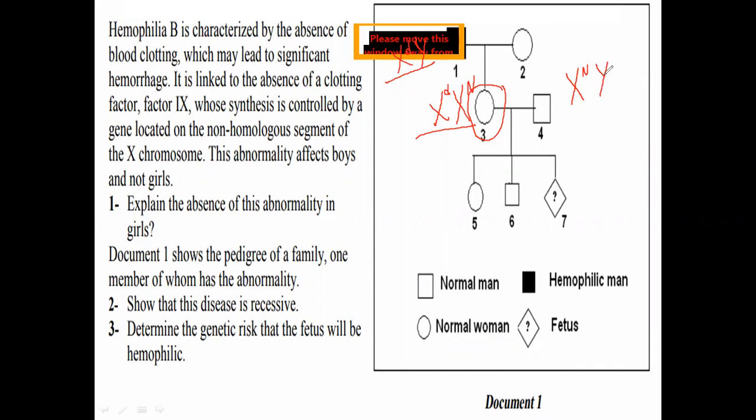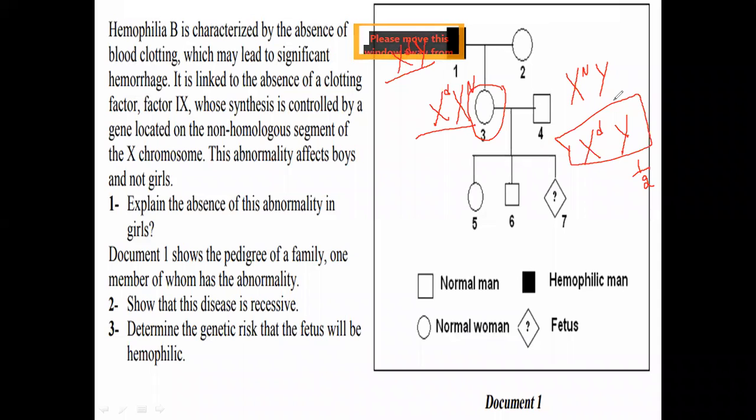So to be hemophilic, this is a half probability. It can be Xd Y. It inherits the Y from the father 4 and the Xd from the mother 3. So its probability is half, 1 over 2. Why? Because the probability to be a male is 1 over 2, and to be given the d. So it can be XN Y or it can be Xd Y.